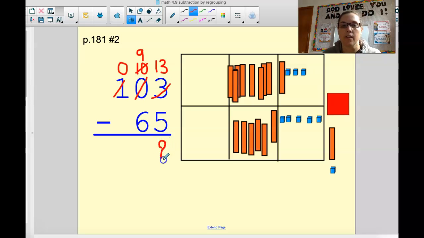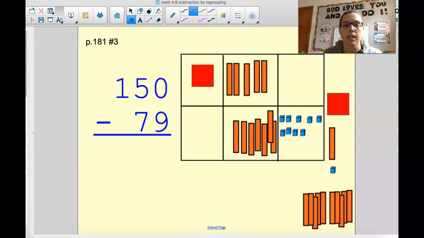If you got 8, that is correct. Now go to your tens place. 9, take away 6, write it. 9, take away 6 is 3. And now go to your hundreds place. We have 0 minus nothing, so we don't need to write our 0. You can if you want.